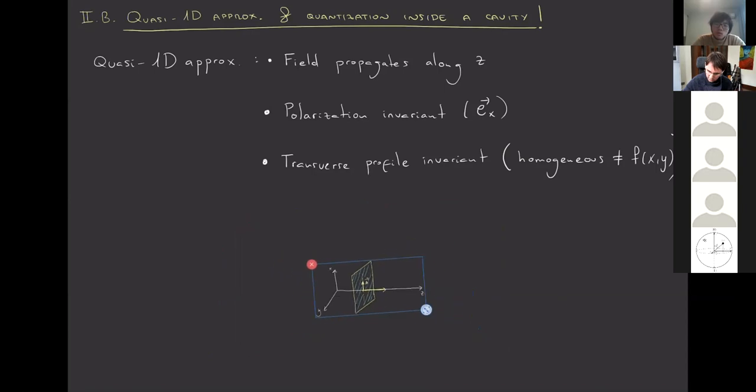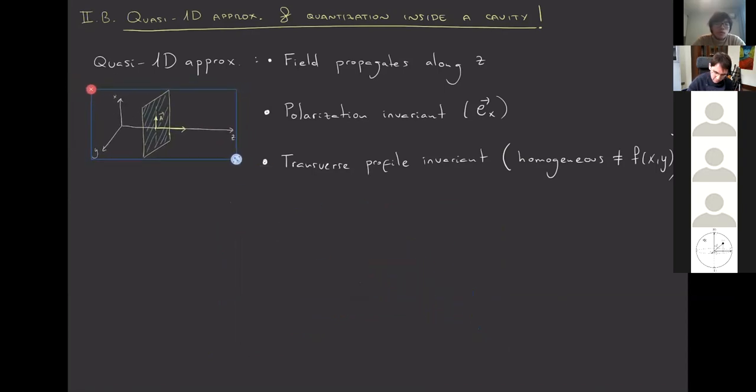Let me bring this plot in here. Now that we know in words the approximation, let me put it in math. What does this mean for the vector potential? For each time, we can expand the vector potential in the following way. First of all, it's going to be just a function of z and t. This we know because we assume that the transverse profile is independent of x and y, just homogeneous. Second, we know that the direction of the field is always going to be the x direction. Then all that is left is a scalar function of z and t.